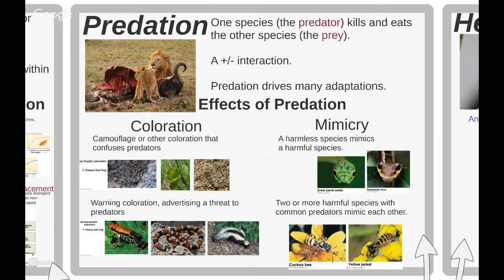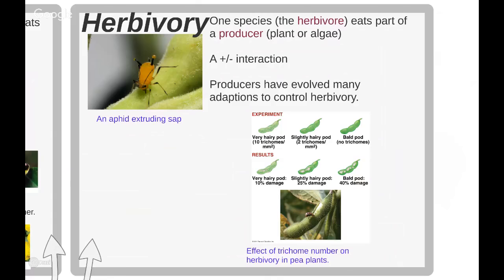And then you have herbivory, which is very different than predation because one species, the herbivore, eats a part of the producer, the plant or the algae. So it's not like they're eating all of it, they're just eating part of it. So producers have evolved many adaptations to control herbivory. We talked about secondary compounds in my class, but I found this interesting picture about hairy pods. Somebody asked what the hairs on the fast plants that are growing were for. I think it was Lily who asked that question. Those hairs seem to prevent herbivores from eating not only the stems, but the pods as well.